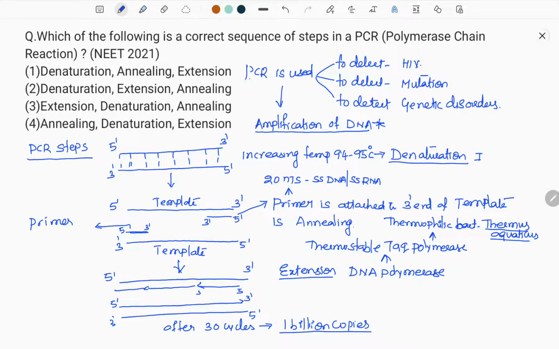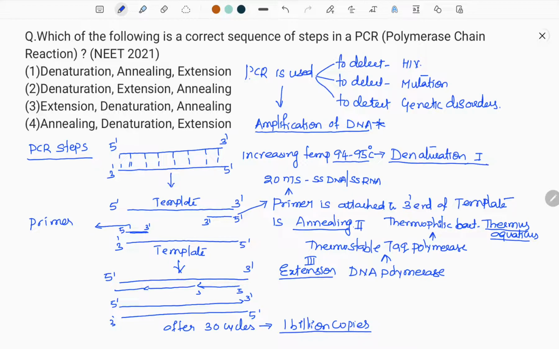30 cycles. So the first step is denaturation, I wrote it here. Second step is annealing, and third step is the extension. In denaturation, the 2 DNA strands are separated by raising the temperature to 94 to 95, and in annealing the temperature is lowered, where the primer is attached at the 3' end of the template, and in extension DNA polymerase will extend the primer in template dependent manner by polymerizing the deoxyribonucleoside triphosphates.